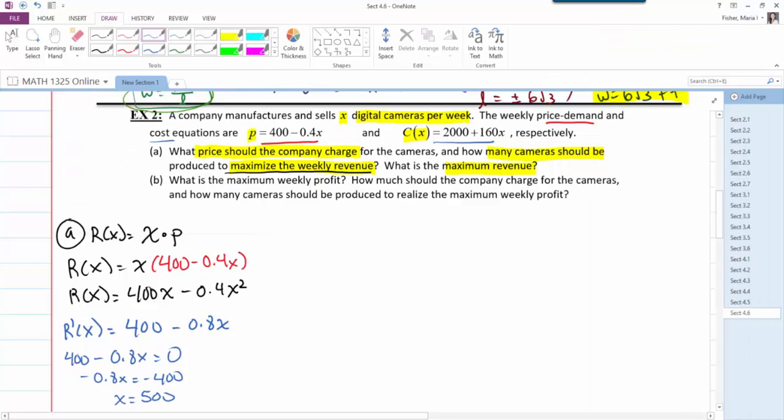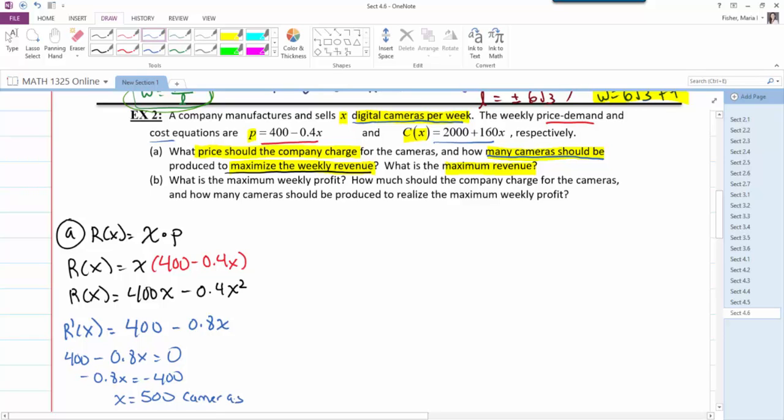So x, recall, represents the digital cameras per week. So the company manufactures and sells x digital cameras per week. So x represents the amount of digital cameras. So here it says how many cameras should be produced. So 500 cameras need to be produced to maximize my revenue.